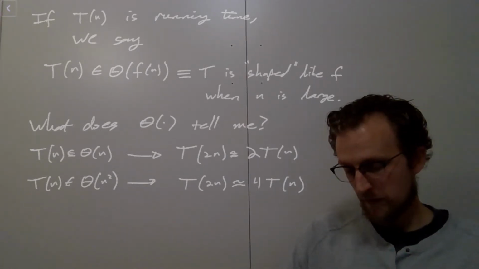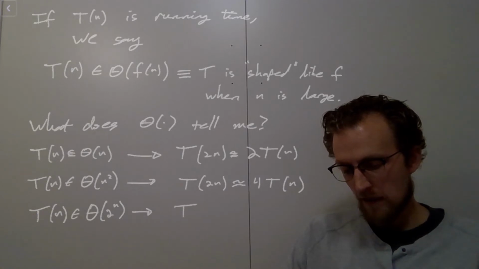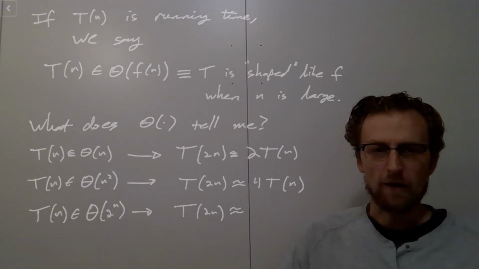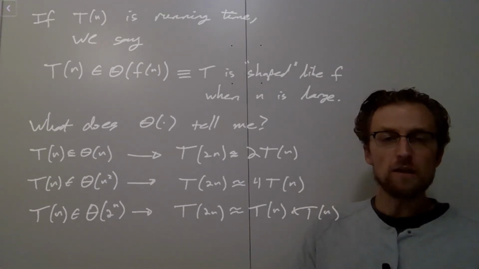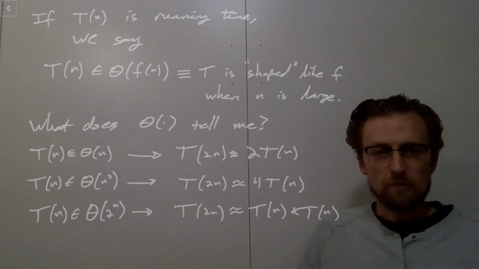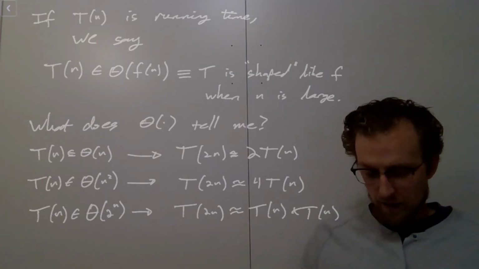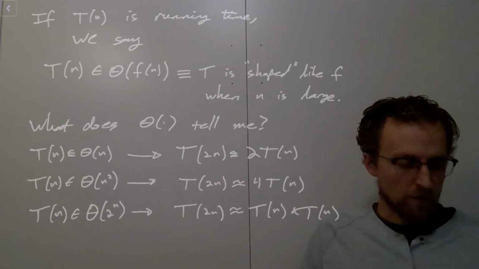All right, what if T of n is big theta of 2 to the n? Well, this tells me that T of 2n is approximately equal to T of n squared, right? So you can see that the scaling gets really bad. And now you've seen a lot of algorithms that actually run in exponential time. You've implemented some, and we've talked a lot about these broader complexity theory concepts. And so now hopefully you have a clearer perspective of what's going on.